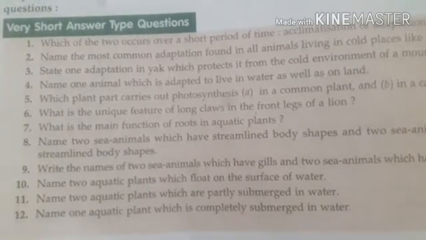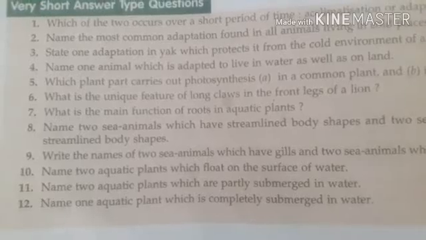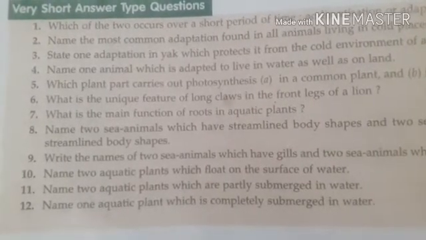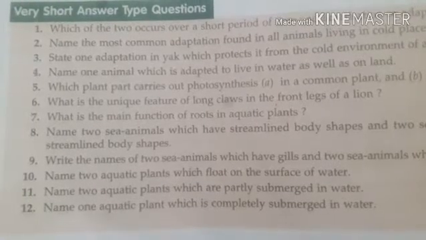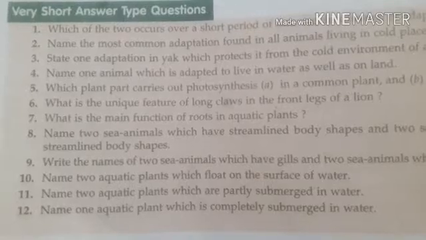and blue whale. Next, name two aquatic plants which float on the surface of the water. Water lettuce and Pistia. Name two plants which are partially submerged. Water lily and lotus. Name two plants which are completely submerged. What are they? Hydrilla and Vallisneria. Right. Next, let us see the next question.